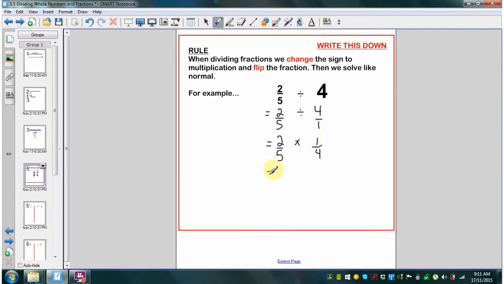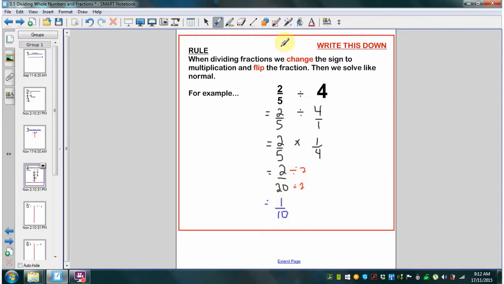Then we can solve like normal. Top by top, 2 by 1 is 2, and 5 times 4 is 20. Then we can simplify that. I'm just going to divide by 2 on the top, divide by 2 on the bottom, and we get, write down our answer, 2 divided by 2 is 1, 20 divided by 2 is 10.